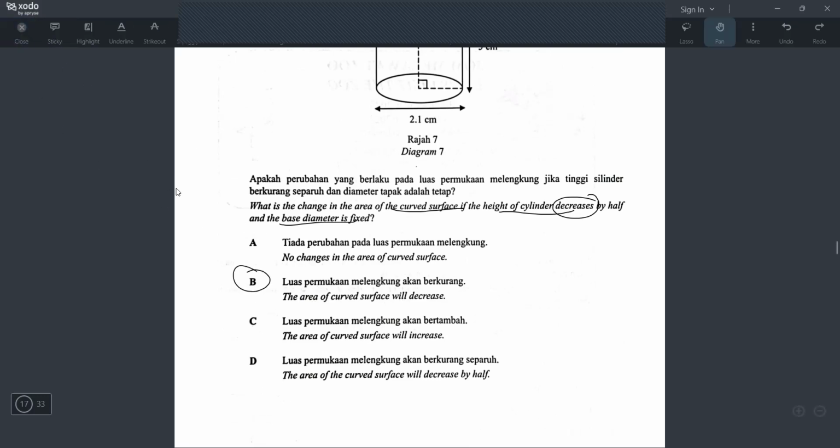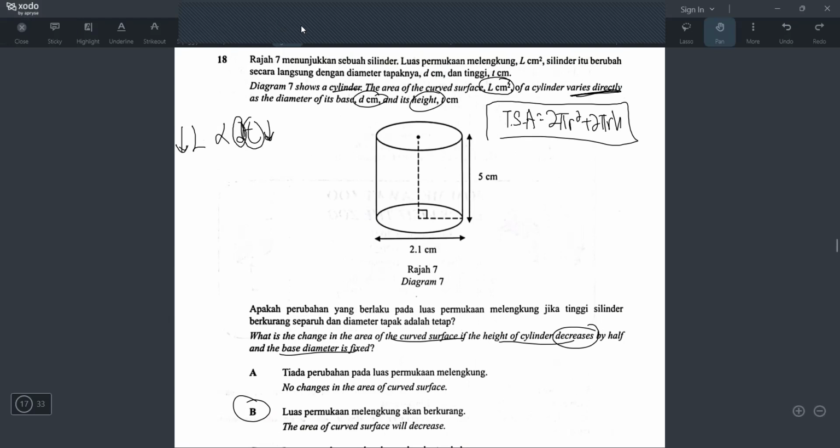This is how you do it. Okay, let me explain a bit more. If it varies directly, if dia duduk atas atas atas, it means what? Kalau yang ini increase, yang ini pun increase. Kalau yang ini decrease, kalau let's use red color. Kalau yang ini decrease, yang ini pun decrease.